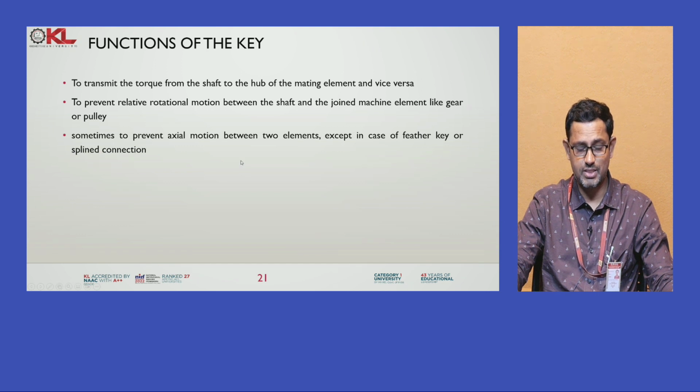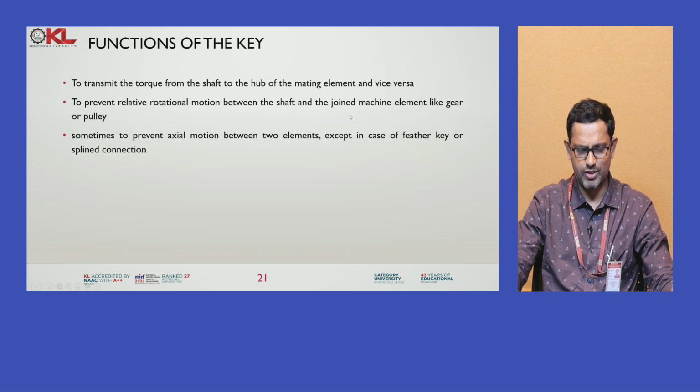Now what are the major functions of the key? The first function is to transmit the torque from the shaft to the hub of the mating element. That is the first function. And the second function is to prevent the relative rotational motion between the shaft and the joined machine elements like gear or pulley.